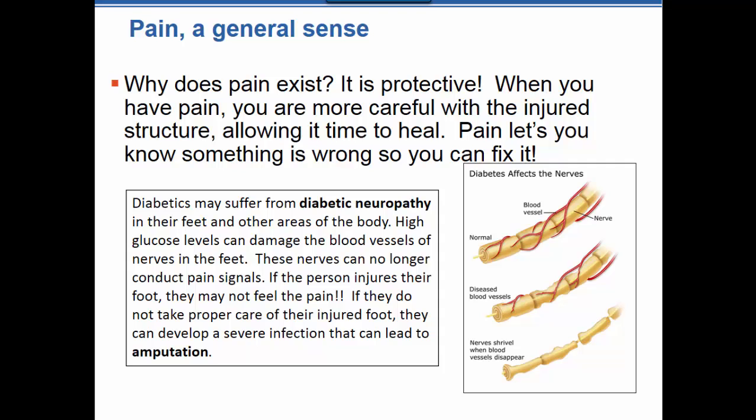And so if this person gets an injury to their foot, they may not feel the pain. And if they don't feel the pain, they may not take proper care of the injured foot. And they can develop a severe infection that can lead to amputation. So this is why there's a large number of amputations that occur in diabetic populations. So pain is important.